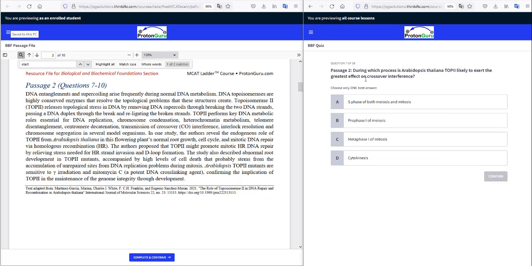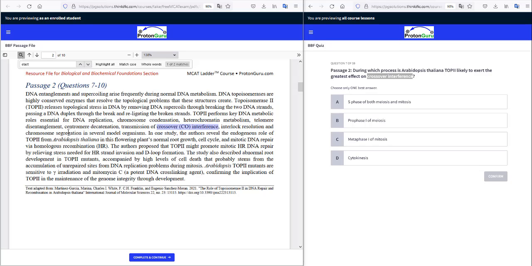Our next question is, during which process is the species top2 likely to exert the greatest effect on crossover interference? And if you need to find top2 as an abbreviation, topoisomerase 2, it's a pretty common abbreviation, so you may already know it, but if not, it is given to us in the passage. And when will that topoisomerase exert the greatest effect on crossover interference?